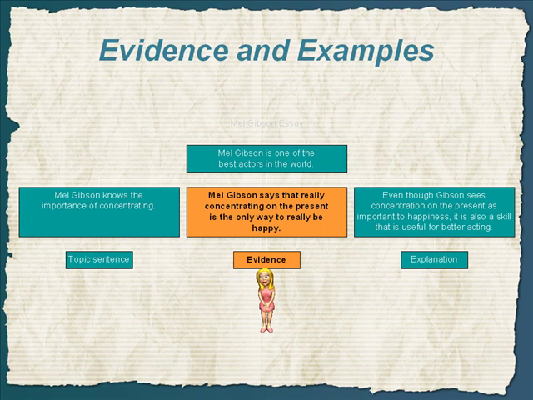How can his notion of concentrating on the present instead of the past and the future say anything about his acting at all? Now, this is the point where essays either fall down or actually support themselves, in your explanation of how your evidence supports your topic sentence. How does my evidence support my topic sentence? Well, even though Gibson sees concentration on the present as important to happiness, it is also a skill that is useful for better acting.